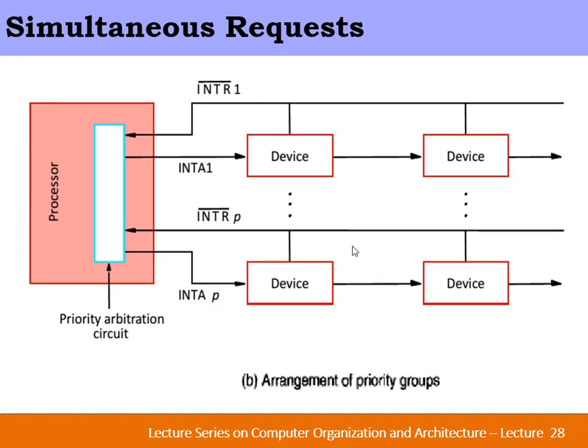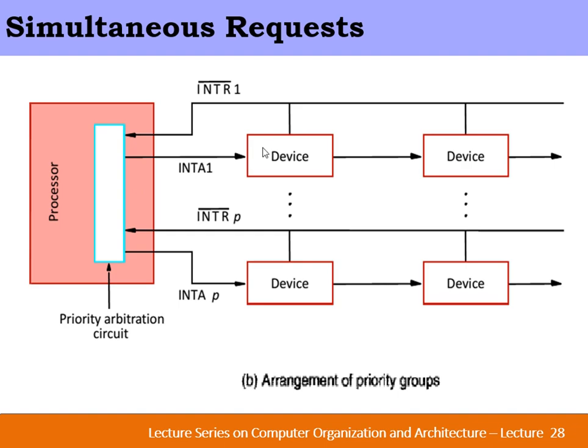So now this is the arrangement of priority groups. It is a combination of both priority mechanism as well as daisy chain mechanism. So we have multiple IO devices, and all these IO devices are connected in the form of groups. For every group there will be a certain priority level, and the devices in the first group are all connected with a common interrupt request line, whereas the acknowledgement line has to be propagated throughout, and several such groups of devices are connected to the processor.